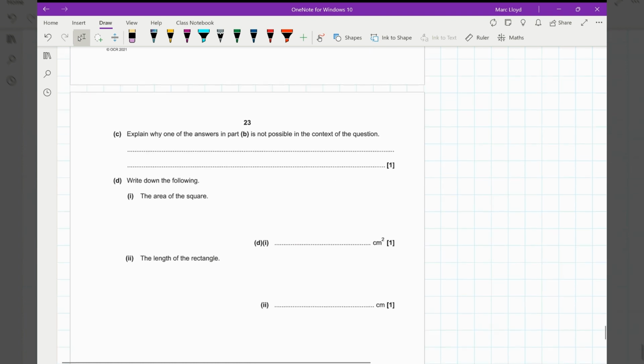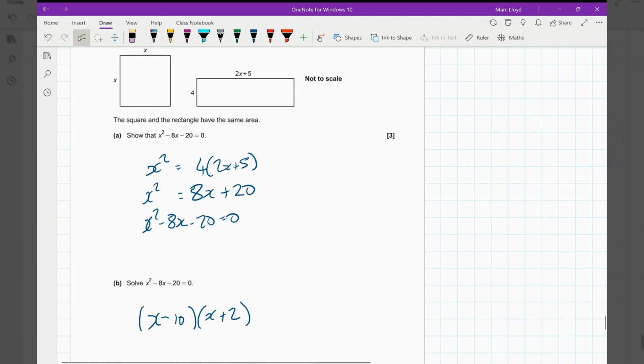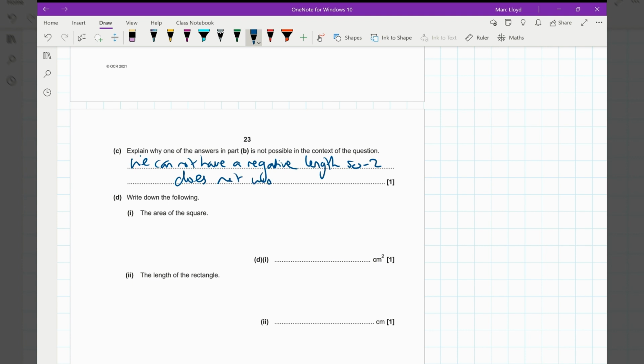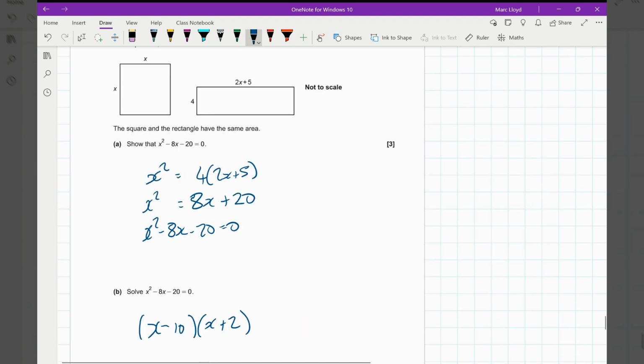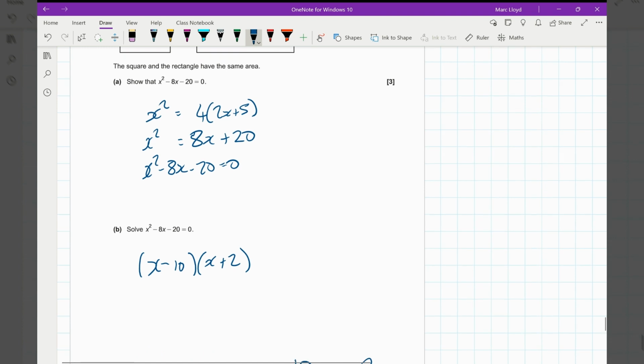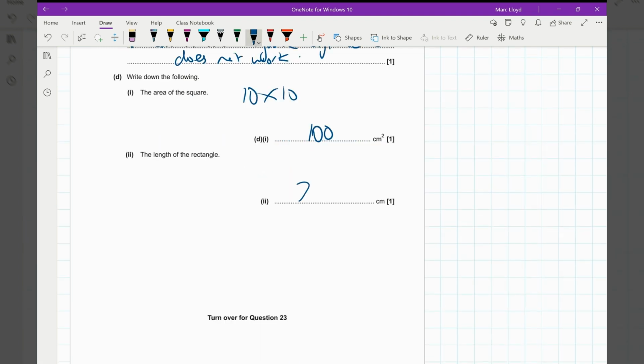Explain why one of the answers in part B is not possible in the context of the question. So we can't have a negative value, so we cannot have a negative length. So minus 2 does not work. The area of the square, well, that's going to be 10 times 10. That's 100. The length of the rectangle. So 2 times 10 is 20. Add the 5, it's 25. There we go. That's question 22 done.